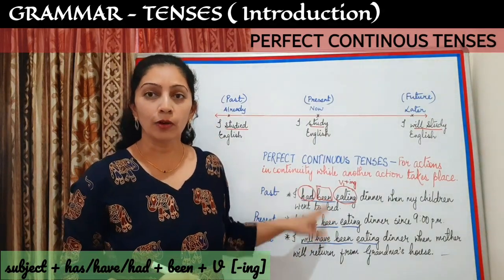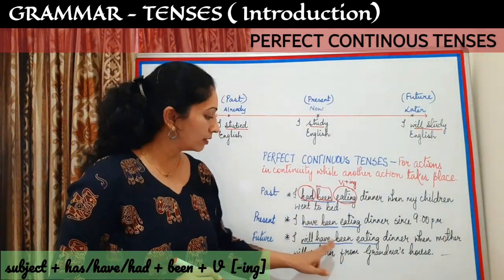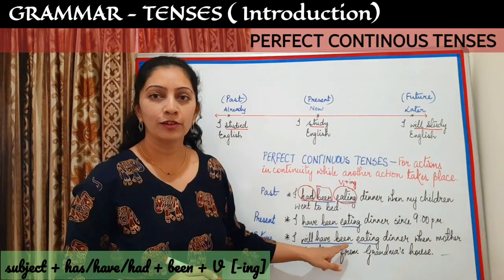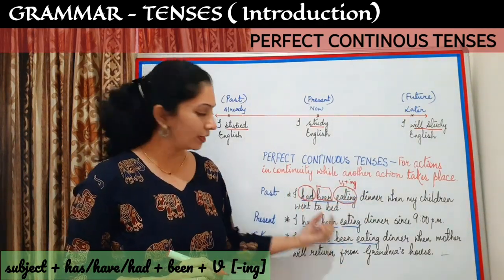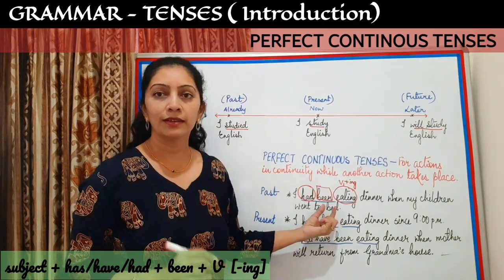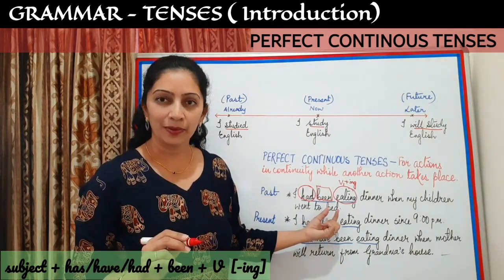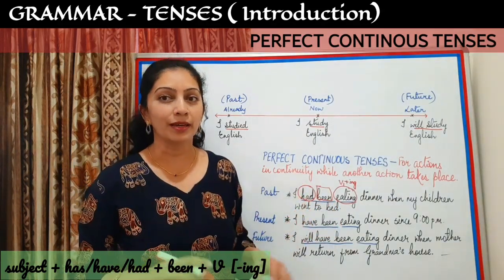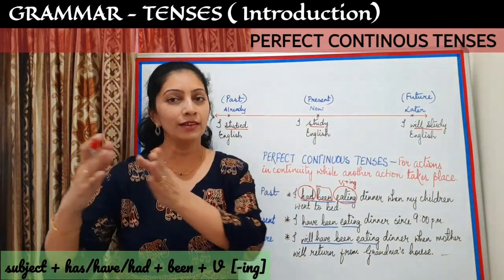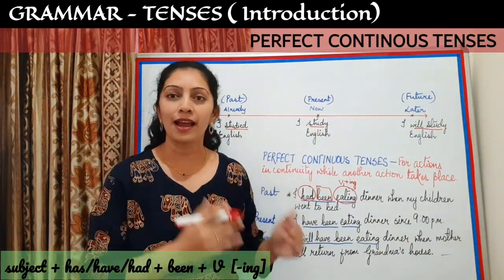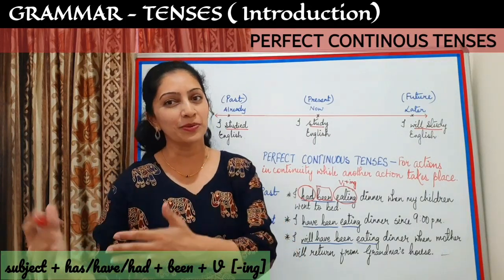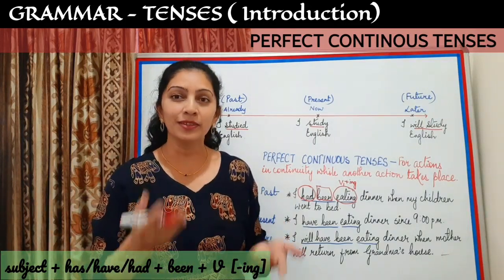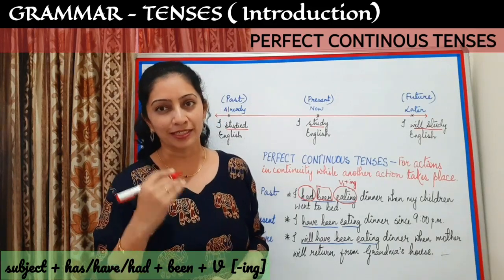This is a common word in all three tenses. For perfect continuous tenses, we will always have this common word, been. Alright, so the format then becomes have been verb plus ing, or had been verb plus ing, or has been verb plus ing, depending on the tense and the subject.